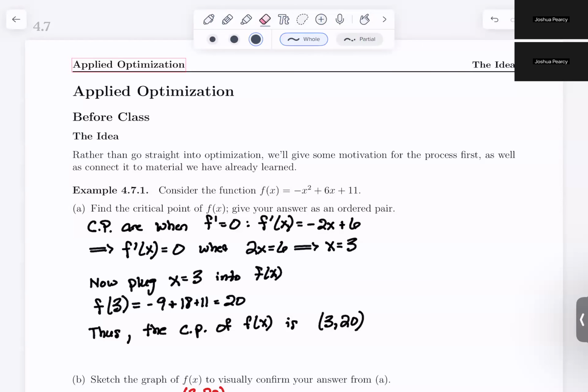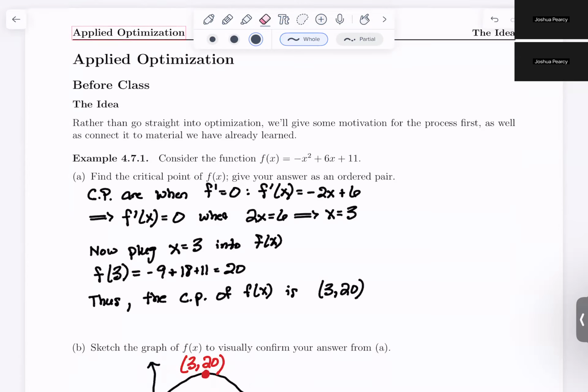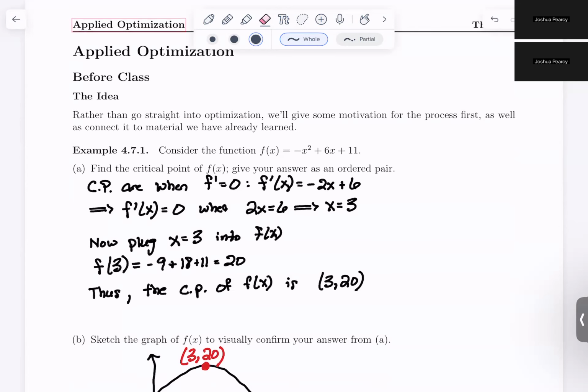Hey everyone, just thought I'd make a quick video over section 4.7. I'm going to go through at least a few of the examples in here just to give you a good idea of how to actually solve these optimization problems. I go through about half of the actual notes, but I'm just going to show you the answers and walk you through it.